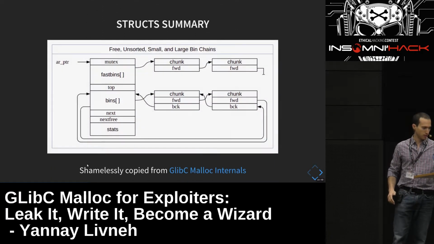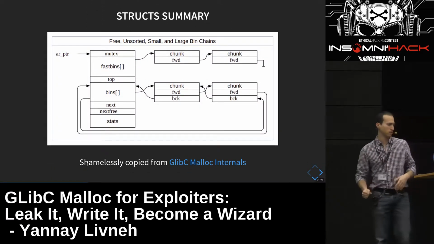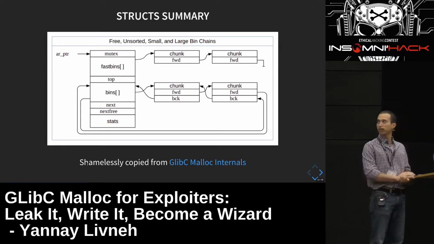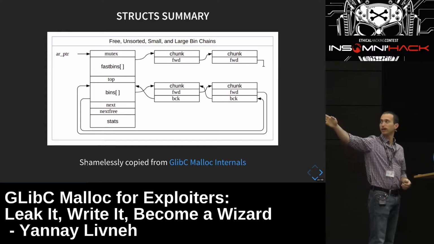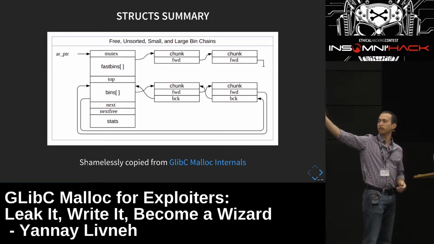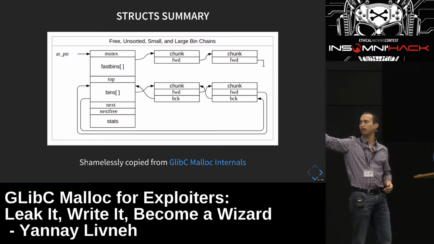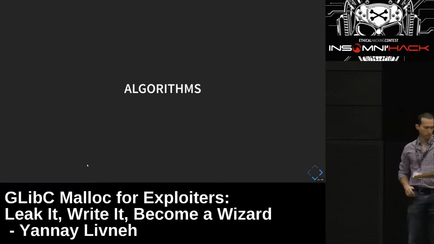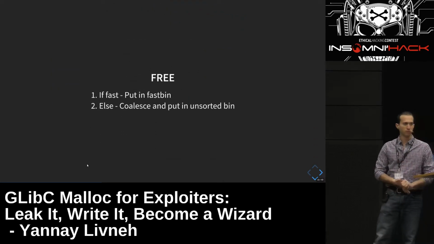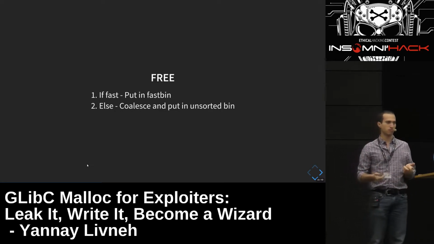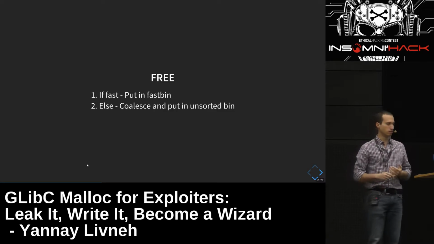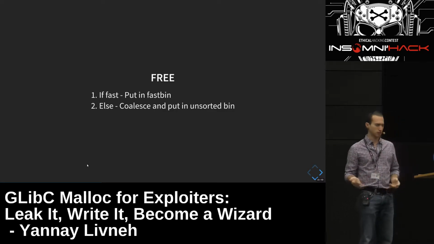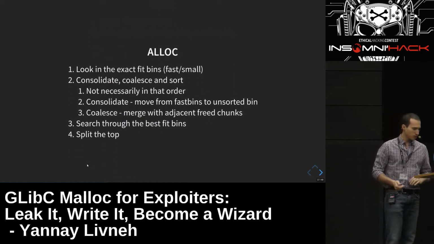And that's about it. So this is the summary. You can see, this is from GLibC Malloc internals. You can see the arena, and you have the singly linked list of fast bins and the circular doubly linked list of bins. That's more or less what you have. In terms of algorithms, they're quite simple. Free works by just tossing the chunk you're freeing into the fast bin or into the unsorted bin, depending on its size. And it's quite quick.